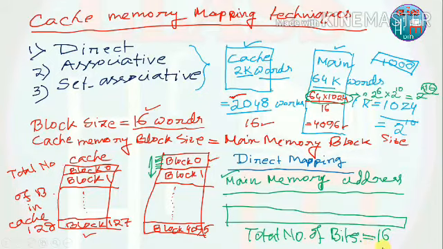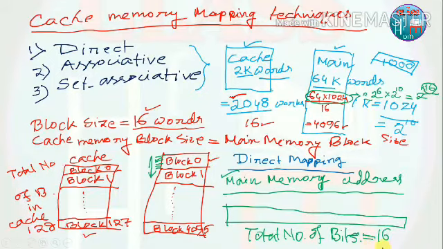Clear? So at first we will see the names of these different parts. One part is called tag, T-A-G, tag. The second part is called block.